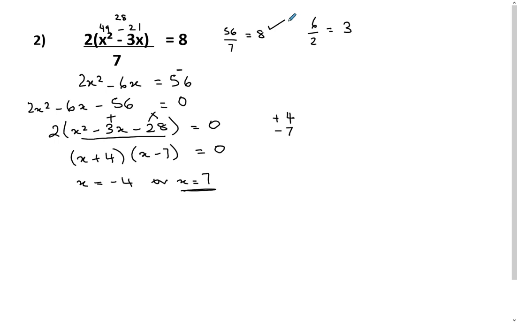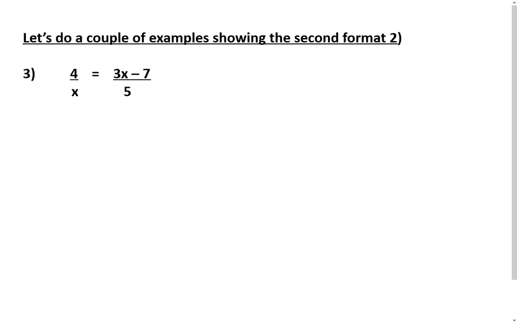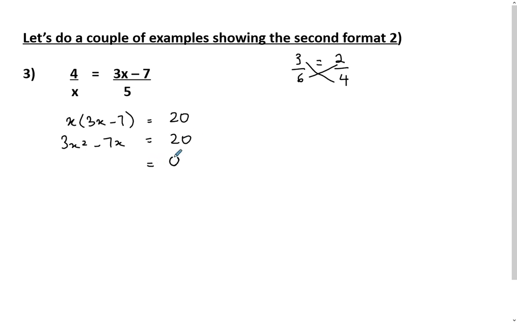Okay, let's try a couple of examples with the second format, which looks like 3/6 equals 2/4, so they're just equivalent fractions, both being a half. And here I can do 6 times 2 equals 3 times 4. So I'm actually going x times 3x minus 7 equals 20. And when I expand this, I get 3x squared minus 7x equals 20. I want to make this side 0, so I'm going to minus the 20. So I've got 3x squared minus 7x minus 20 equals 0.